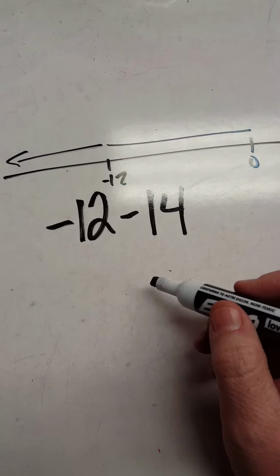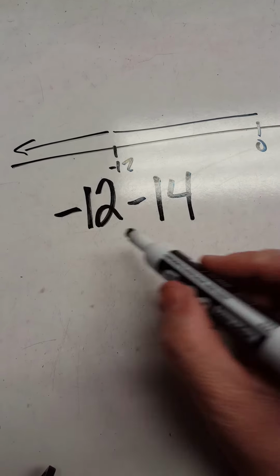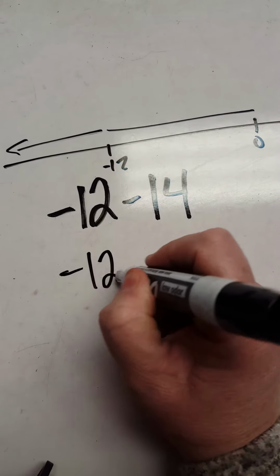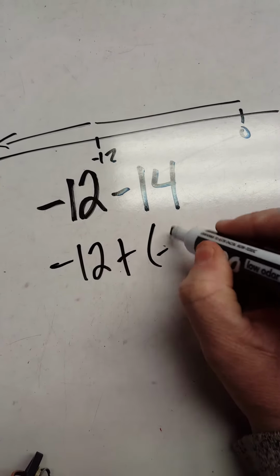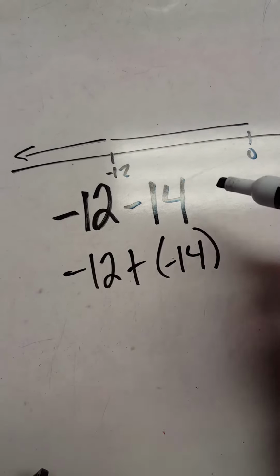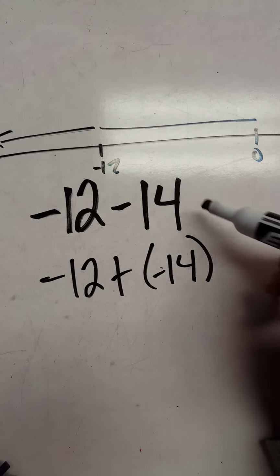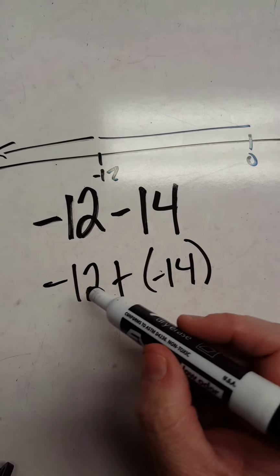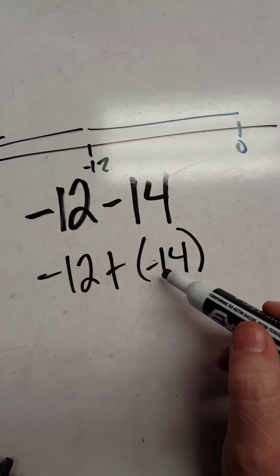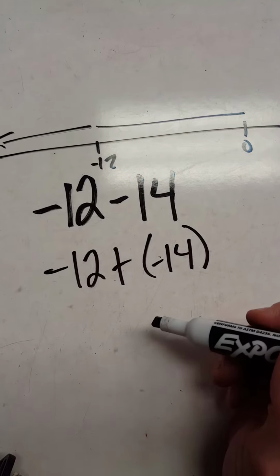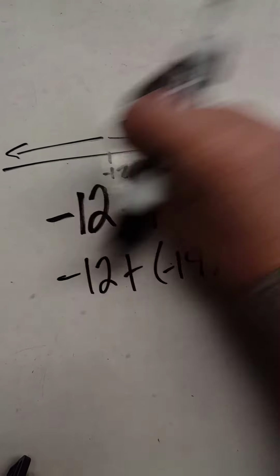But I can also rewrite every one of these as an addition problem. So I could always say -12 plus -14. Every subtraction problem should be rewritten as an addition problem. Every single time, no matter what. That makes it so much easier. Now I'd easily see 12 negatives and 14 negatives would give me 26 negatives. That makes it so much easier, okay?